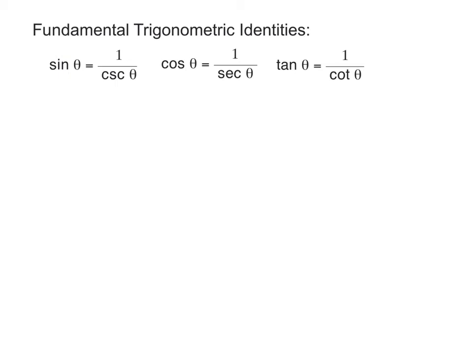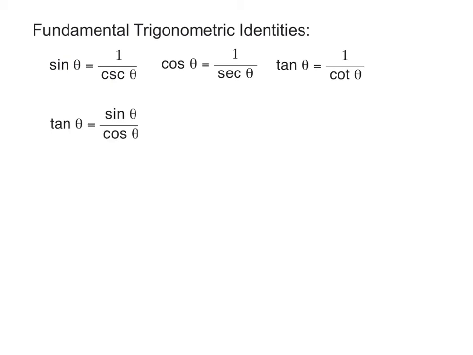Obviously, we can take each of these and solve it for the cosecant, secant, and cotangent, and have similar reciprocal identities for those. But if you remember these and know how to convert them for the other trig function, you should be fine. The reciprocal identities.